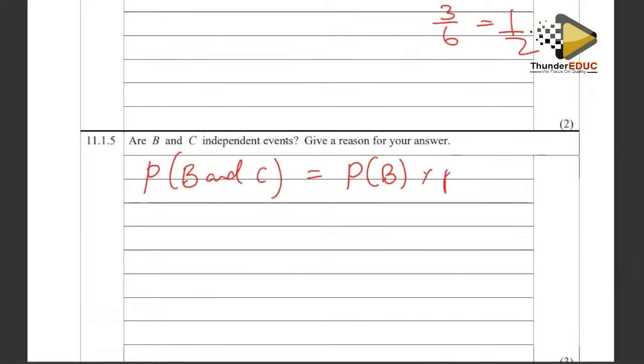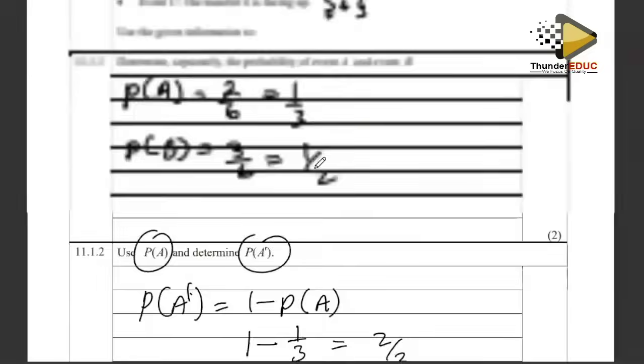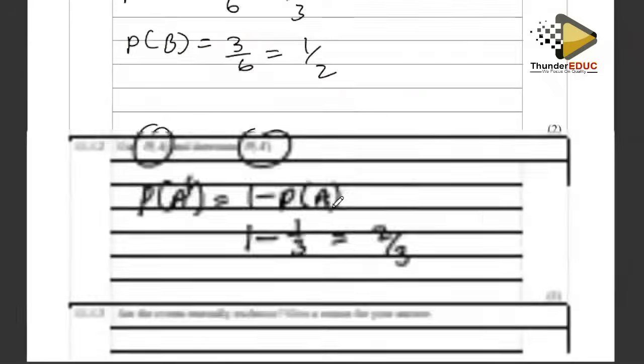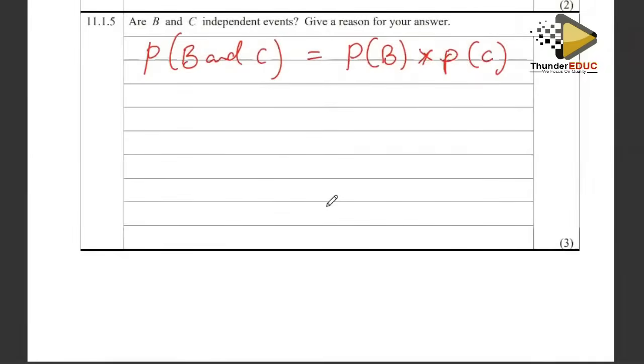The probability of B times the probability of C. So how many events are there between B and C? Okay, we're seeing just the 6, which is one event or one element. So we're going to say it's 1 over 6. Probability of B, how many elements do we have in B? We have about 2 elements.